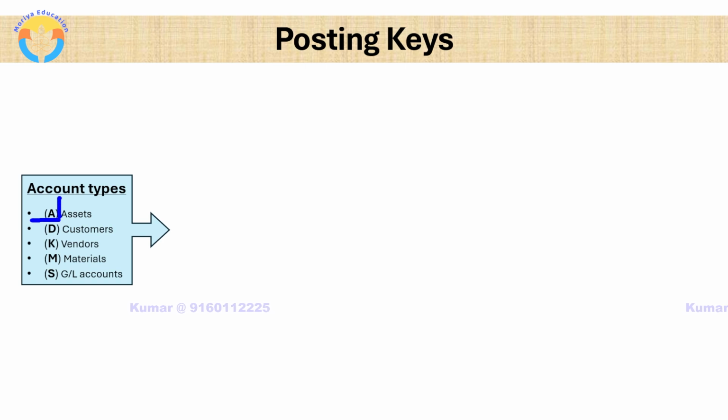Account type is denoted with one identifier, one ID. For assets, it is A. For customers, it is D. For vendors, it is K. For materials, M. For general ledger account, S. So these are the account types: assets, customers, vendors, materials, general ledger accounts. Any general ledger account which we create will be under these account types only.